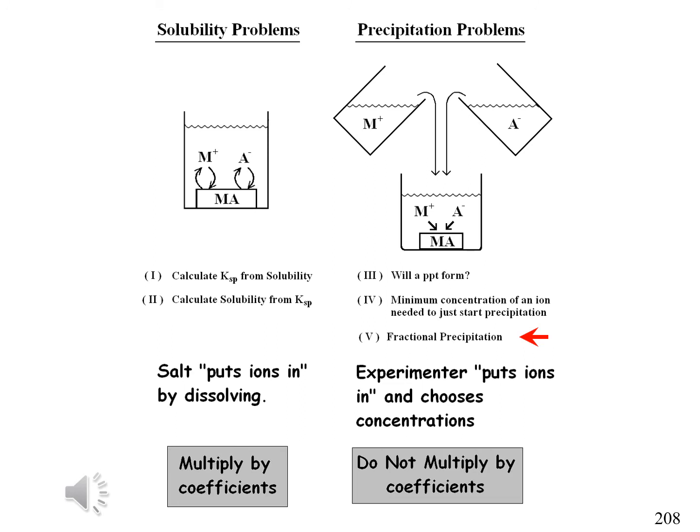This is a precipitation problem in which you do not multiply by the coefficients. So in the next problem, I would like to use an example where the compounds that are precipitating have a coefficient in order to demonstrate that you don't multiply.